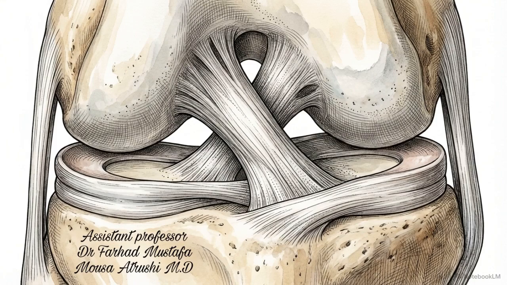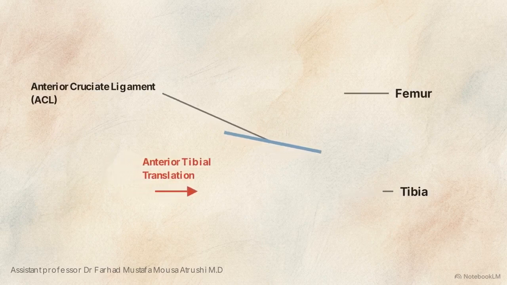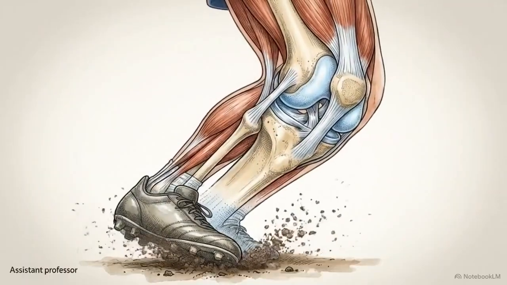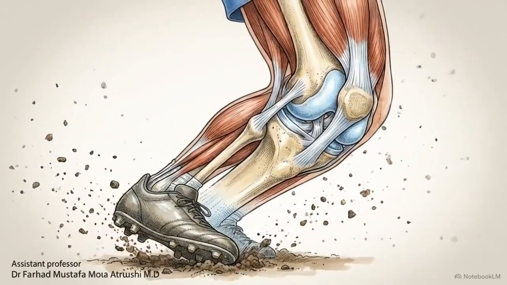The ACL acts as the primary static stabilizer of the knee. This lateral vector model demonstrates anterior tibial translation, the forward sliding of the tibia underneath the femur. The ACL is anatomically positioned to physically arrest this specific movement. The joint places immense stress on this ligament during high-impact athletic movements.